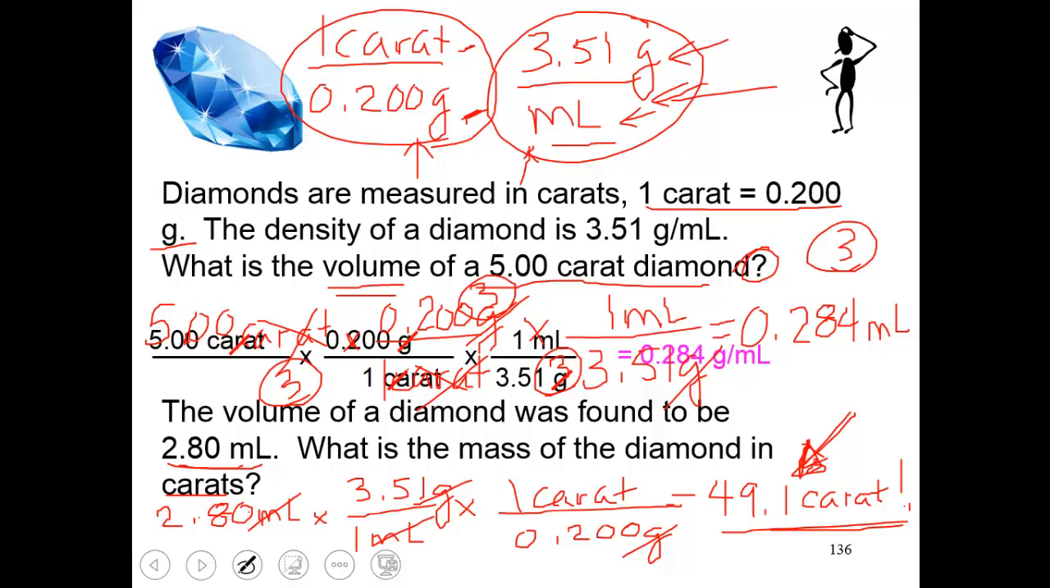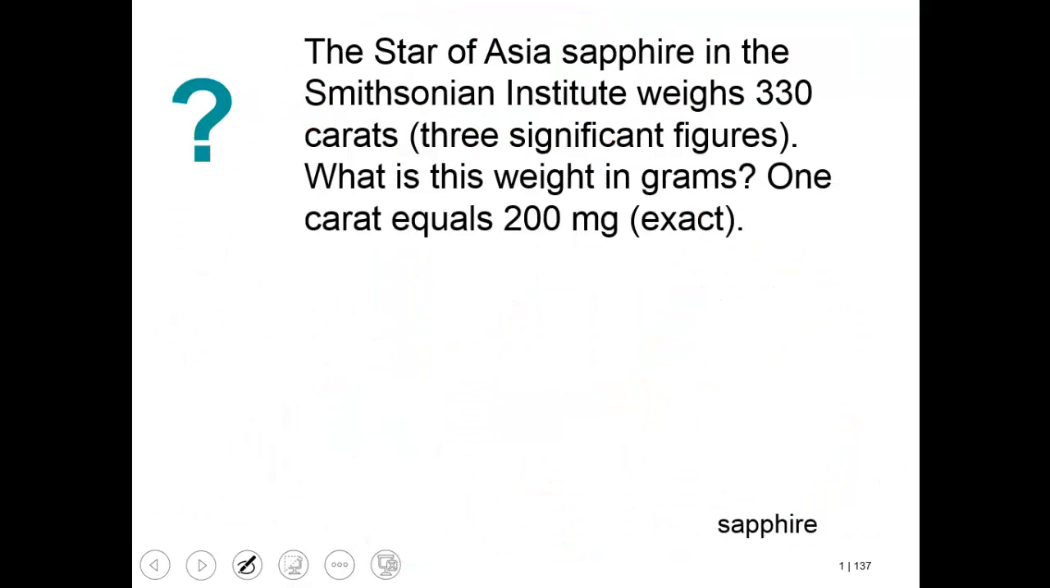So this just goes through our math, so we'll just cruise through this. Now, this particular problem is dealing with the Star of Asia sapphire. It weighs 330 carats, okay? And let's make sure that has 3 significant digits. So let's put a decimal behind there or put a line over the 0 for 3 sig figs. What is this weight in grams?